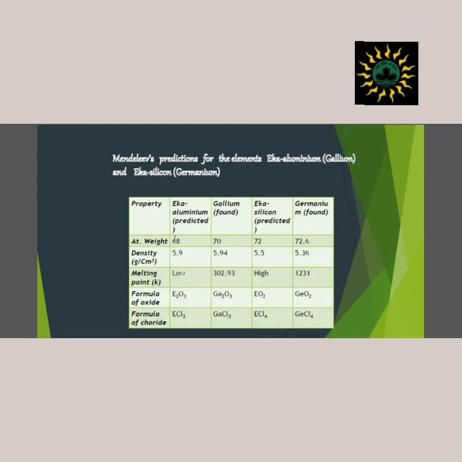This table shows Mendeleev's predictions of the properties of eka-aluminium and eka-silicon. Eka-aluminium is also known as gallium. Later it was found to be gallium, and the other one is germanium. Now see that the atomic weight is given as 68 but actually 70. Density is 5.9, actual density is 5.94. A low melting point is given, and gallium has a low melting point, 302.93. The formula of the oxide is E2O3, that is Ga2O3. The formula of the chloride is ECl3, that is also GaCl3.